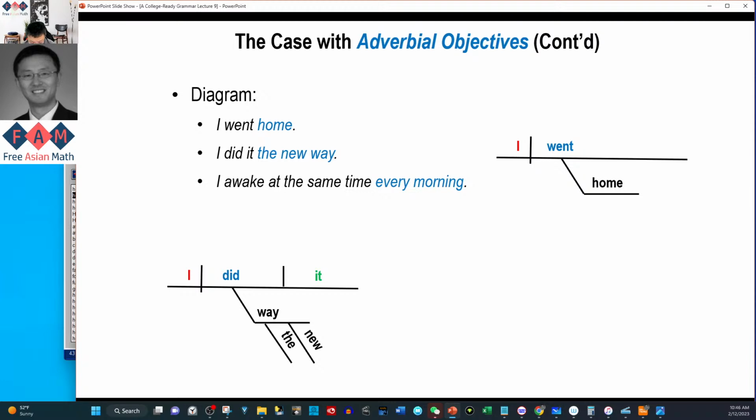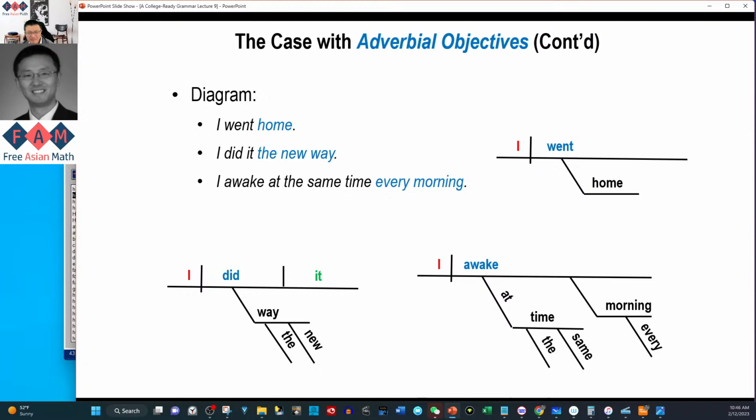Okay, same thing here. The new way technically is a noun, but here it's an adverbial. But you still notice that we treat this as in the new way. We did it in the new way. You just drop that in. Okay. Remember why we call this objective? Because logically you have a preposition before that, but we just drop it. So I did it the new way.